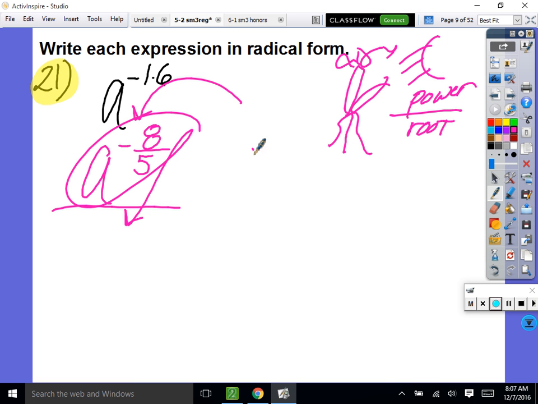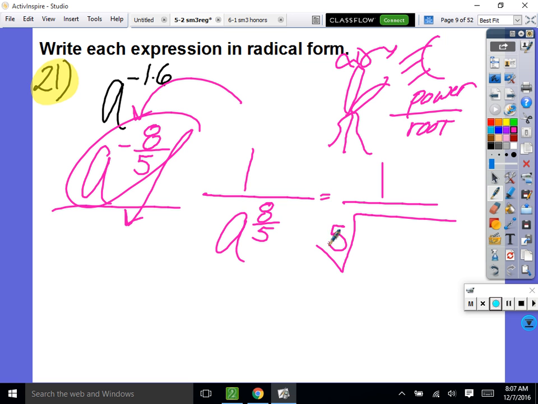That leaves me with 1 on top, correct? And then on bottom we have a to the 8/5 now. So now we can rewrite it as a radical. Roots go on bottom, power goes on top. So we know this is the same thing as 1 over the 5th root, tuck the 5 in there, of a to the 8th power.